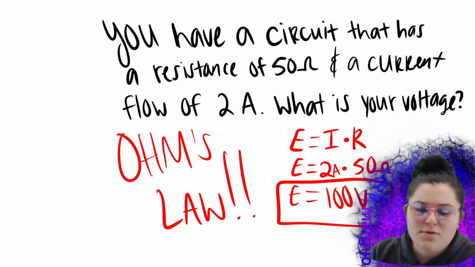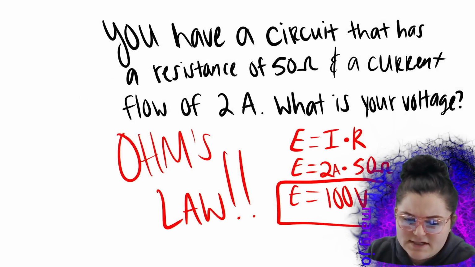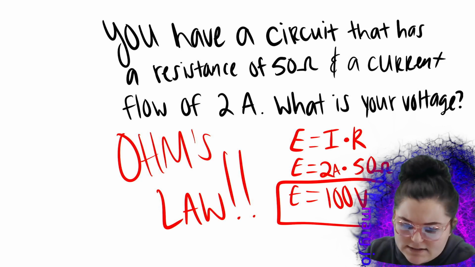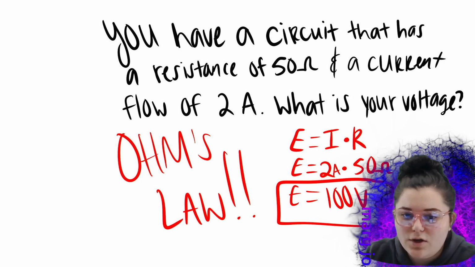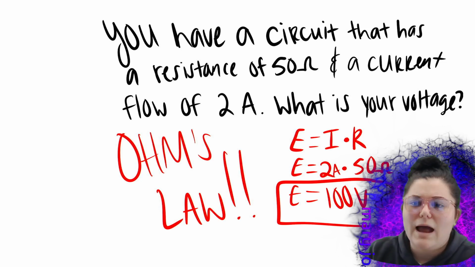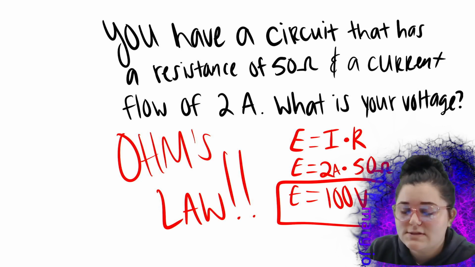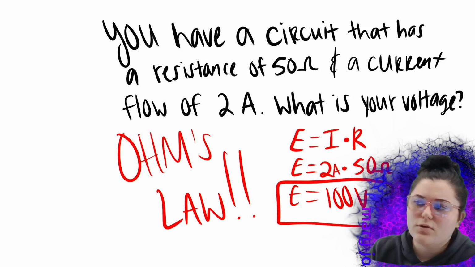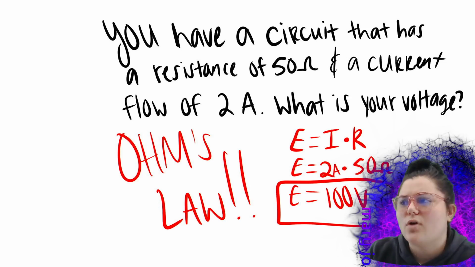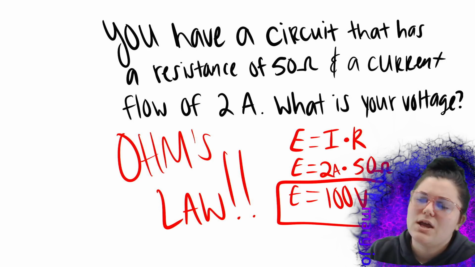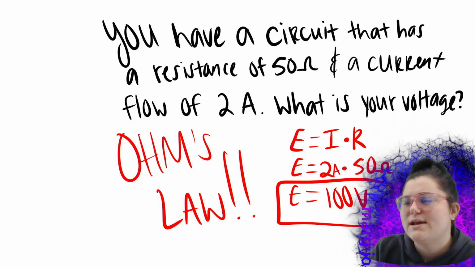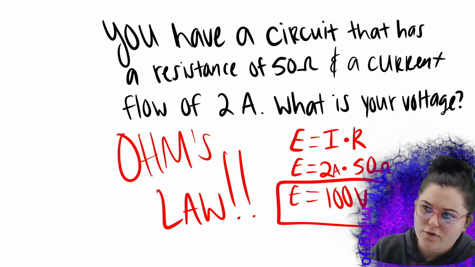Alright, so you have a circuit that has a resistance of 50 ohms and a current flow of 2 amps. What is your voltage? We're going to use Ohm's Law. So what is Ohm's Law? It is E over I times R, which stands for volts over current times resistance. And so now we're going to say E equals I times R, which is our volts equals 2 amps times 50 ohms. Your answer is going to be 100 volts in that circuit.